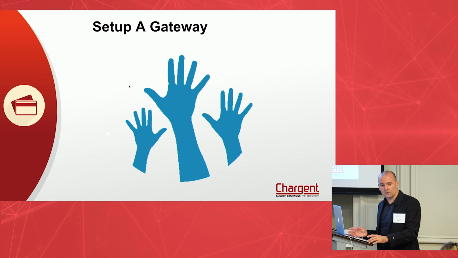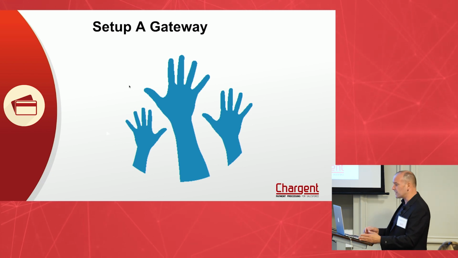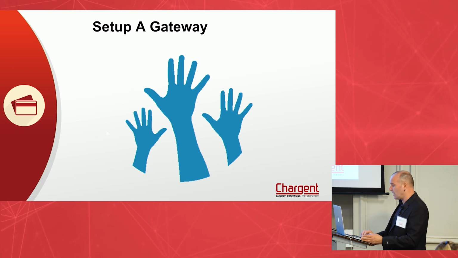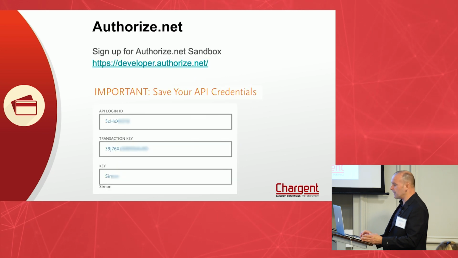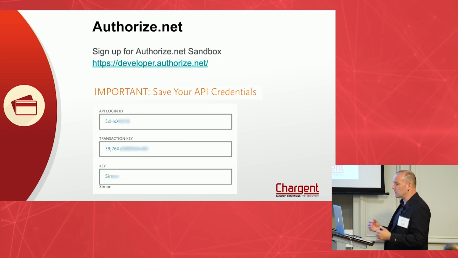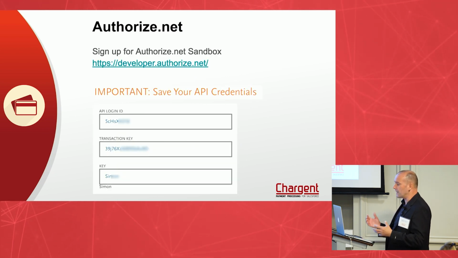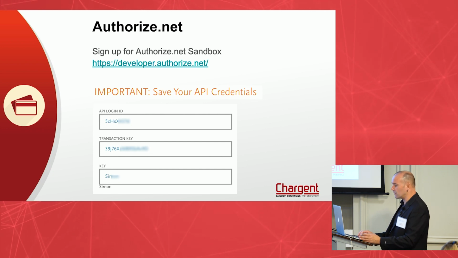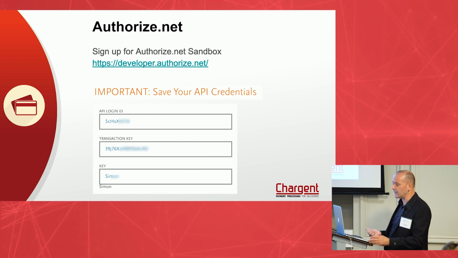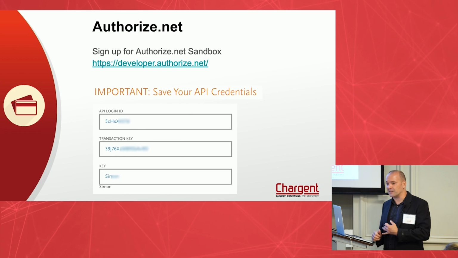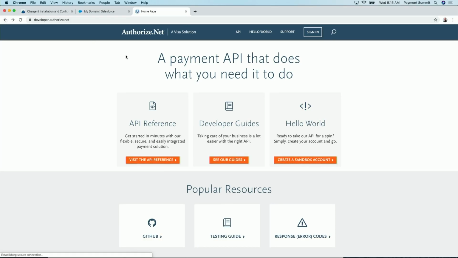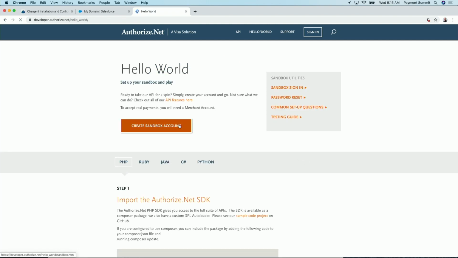So we're going to walk through setting up Authorize.net in Sandbox. So if you haven't already gone there, you can go to developer.authorize.net, and we're going to go ahead and walk through getting you the API login ID, which is what you're going to need, and the transaction key. Here. So you should be on this page here? Yeah. Okay. So under Hello World, create a Sandbox account. And then it's another step to create the Sandbox account.